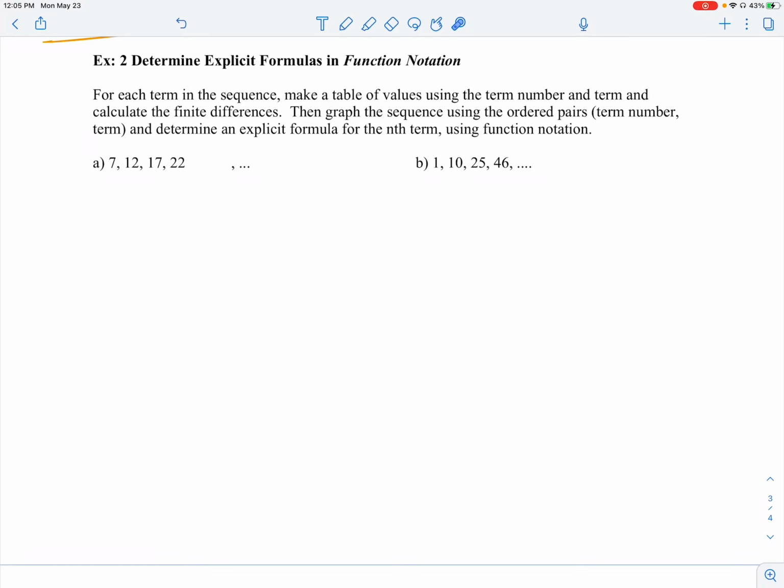Hi, welcome back. In this example, we're going to learn how to determine the explicit formula for a sequence in function notation. So it's still going to be an explicit formula, but it's going to have a function notation form.